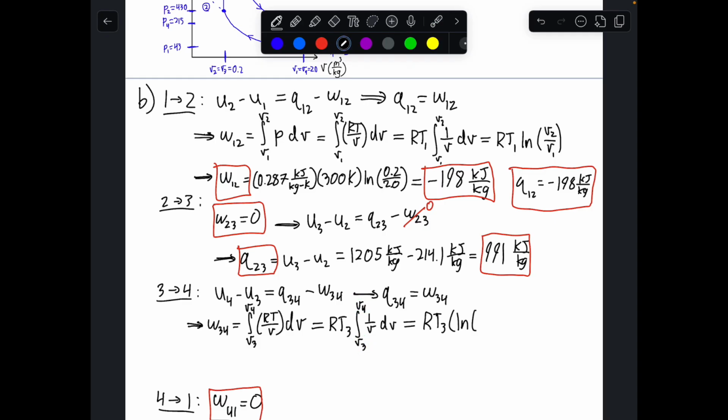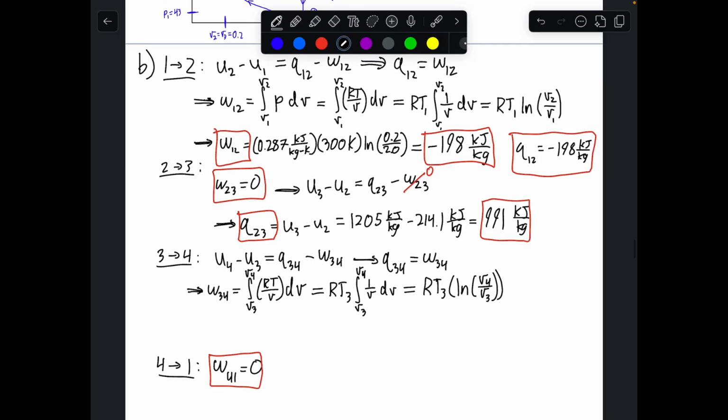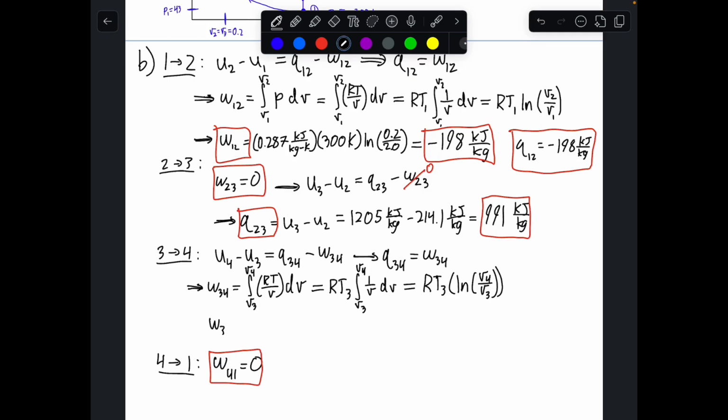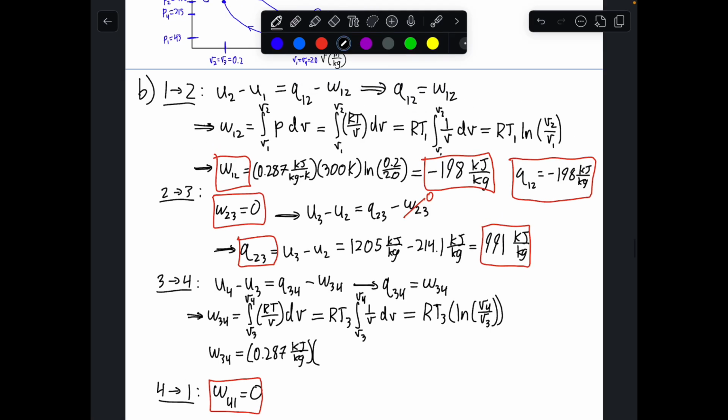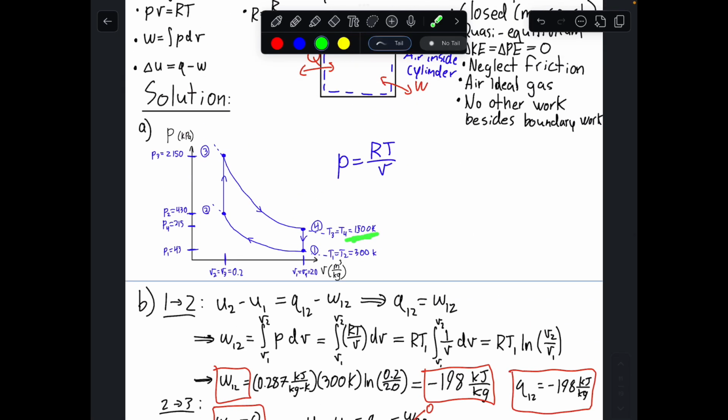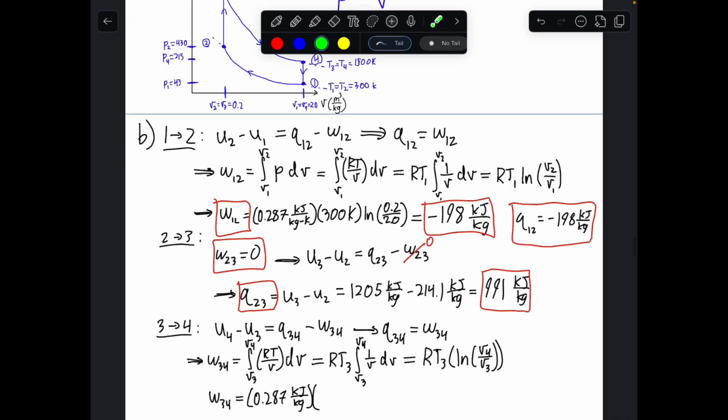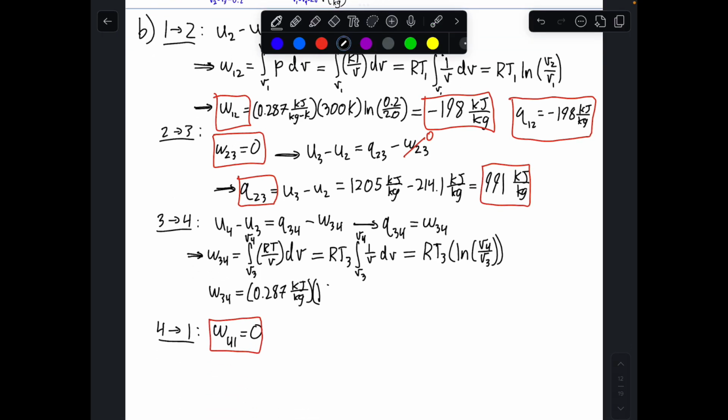Times natural log of V4 over V3. And then we just plug this into our calculator, plug in our values. We'll get work from 3 to 4 should be equal to, R should be 0.287, again, kilojoules per kilogram, times temperature. Now it's at 1500 Kelvin. You can see it from the table as well, but it's 1500 Kelvin this whole time from 3 to 4.